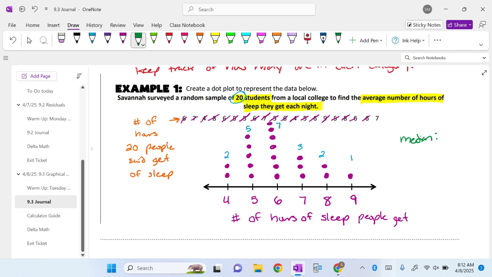So where do you think from left to right the 10th person will fall under what number? 6. Where would the 11th fall? Still 6. So we have to guess that our middle, or our median, is 6.